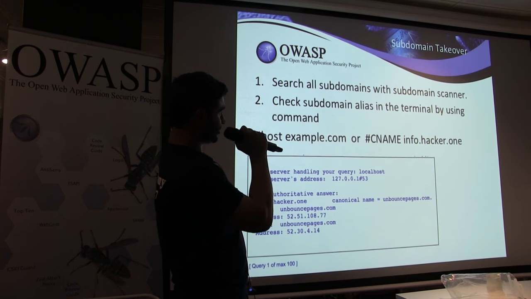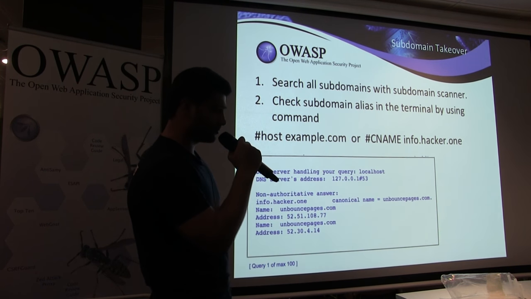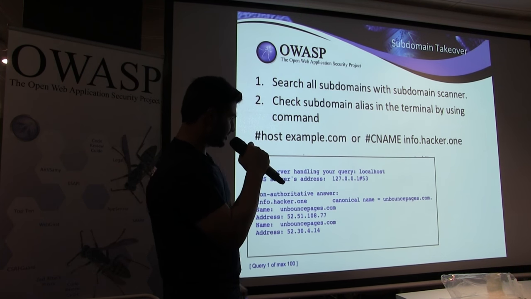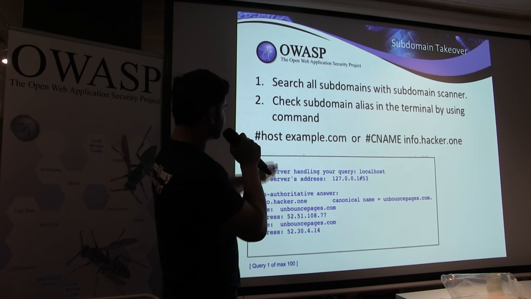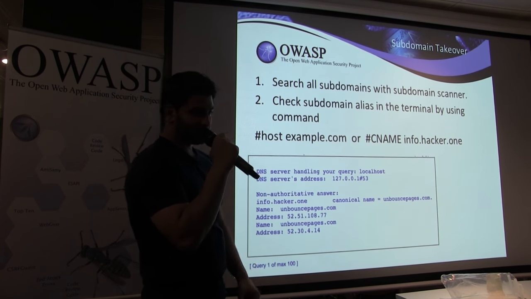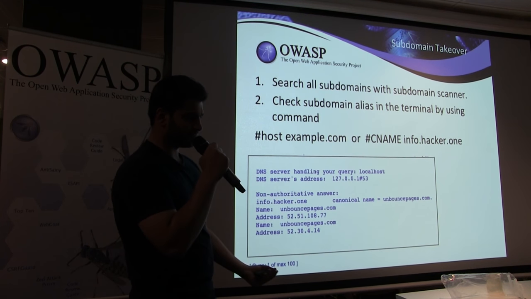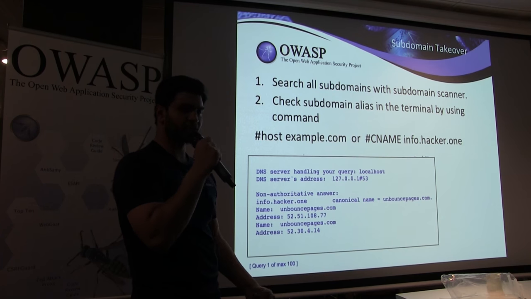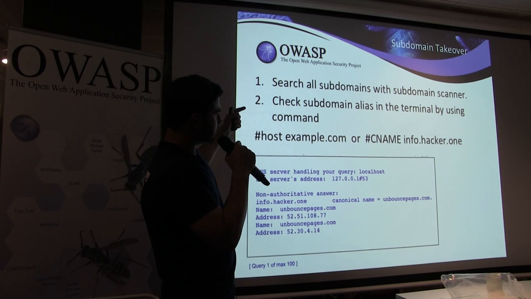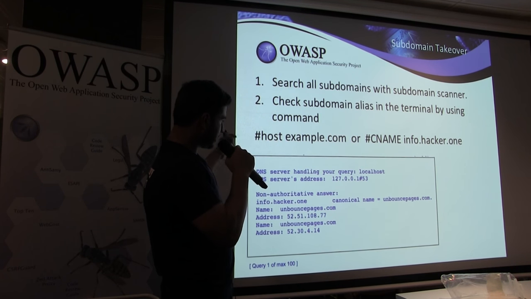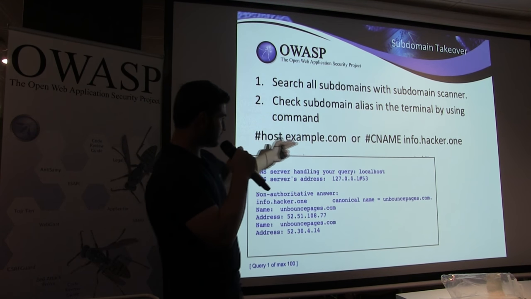Okay, so this is only one slide for subdomain takeover, because I'm not going much in depth. There are a lot of other details, like S3 buckets and all the other things, so I'm just going through the simple way to find out how you can do that. First of all, you have to search the subdomains. You can use any tool, a Python-based tool like Sublist3r, DNSdumpster. It will list all the subdomains. Then you have to check them one by one, using nslookup or CNAME or host, example.com or CNAME.